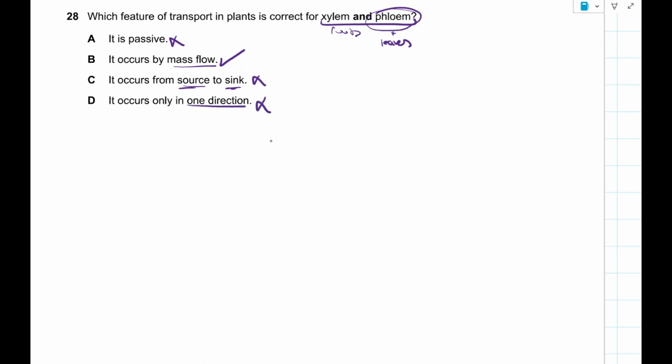Now, this is also incorrect because the phloem is variable. It goes in both directions. It's a bidirectional transport. However, xylem is what goes in one direction. Therefore, this is incorrect, and the answer is going to be B.